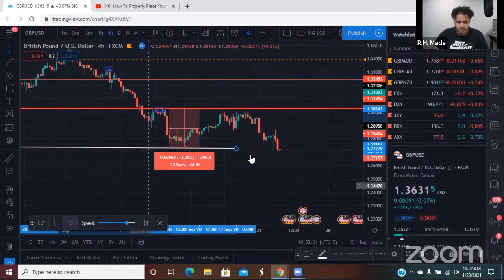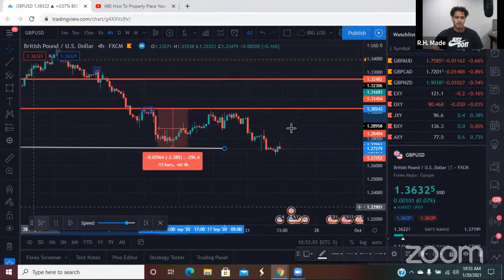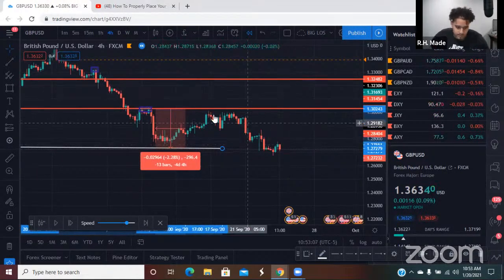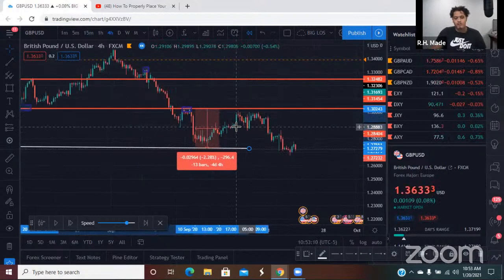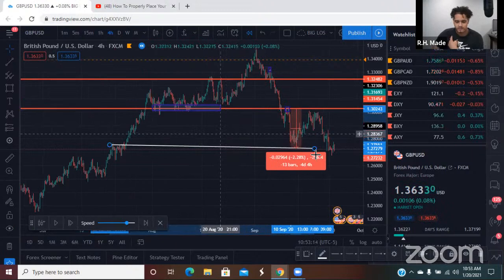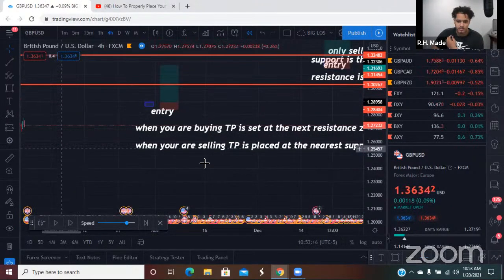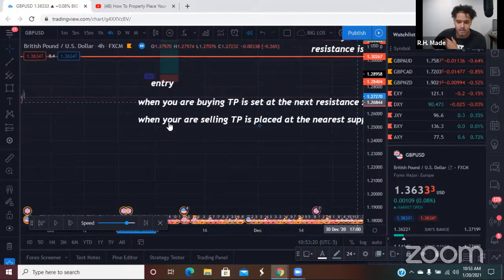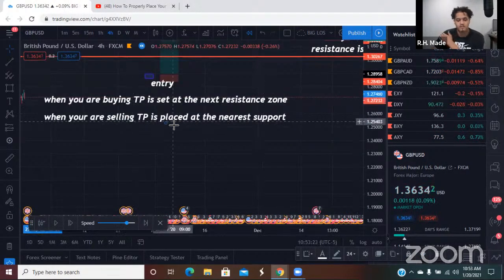Okay, take profit hit. Okay, it took a little longer, but take profit did hit. So when you're placing your take profits, again, when you're buying, your take profit is set at the next resistance zone. When you're selling, your take profit is placed at the nearest support.